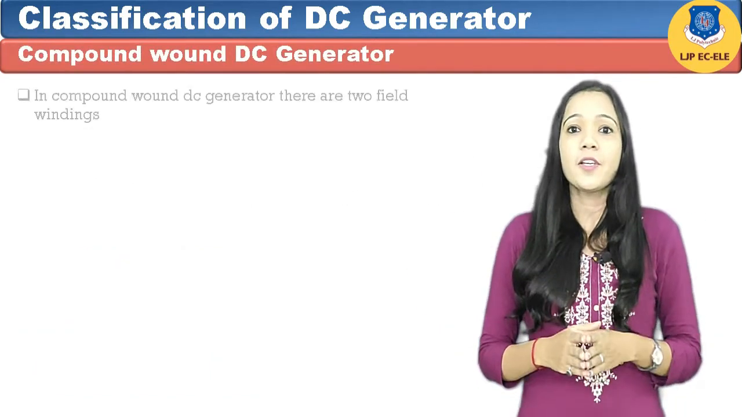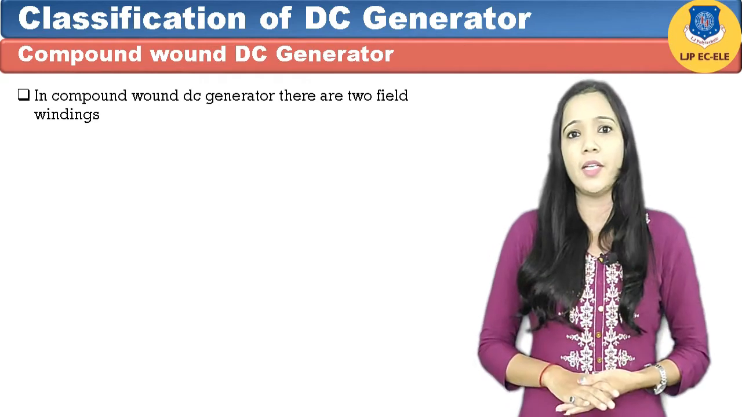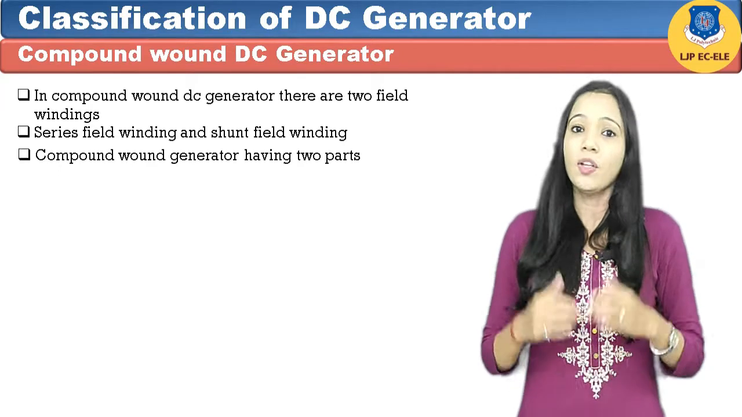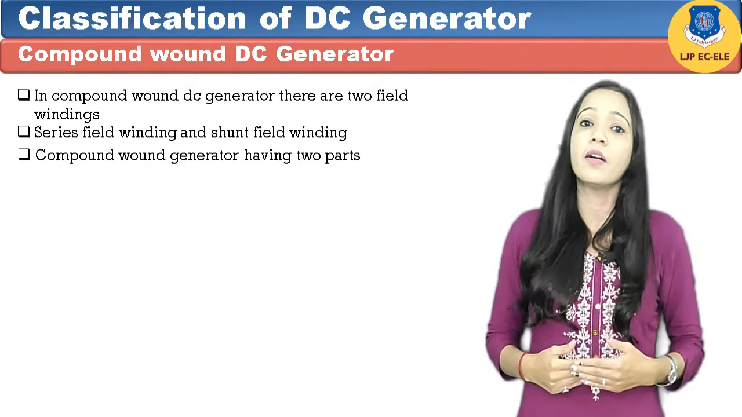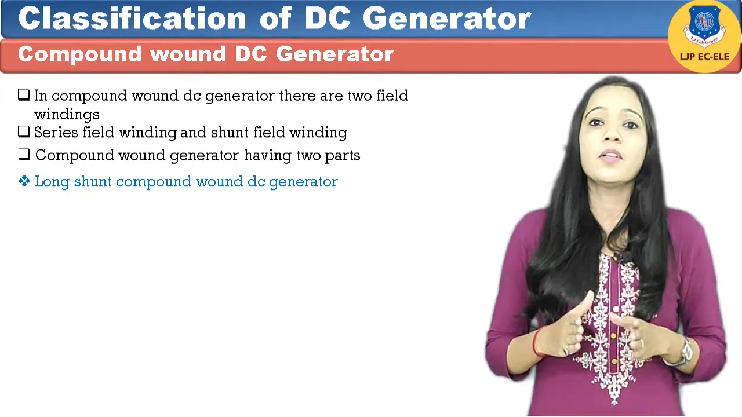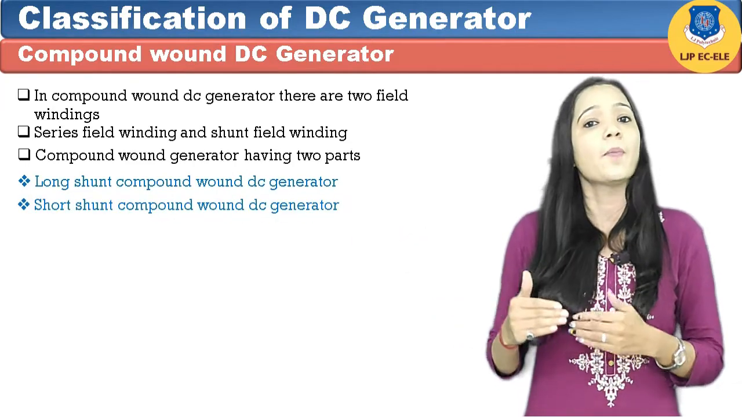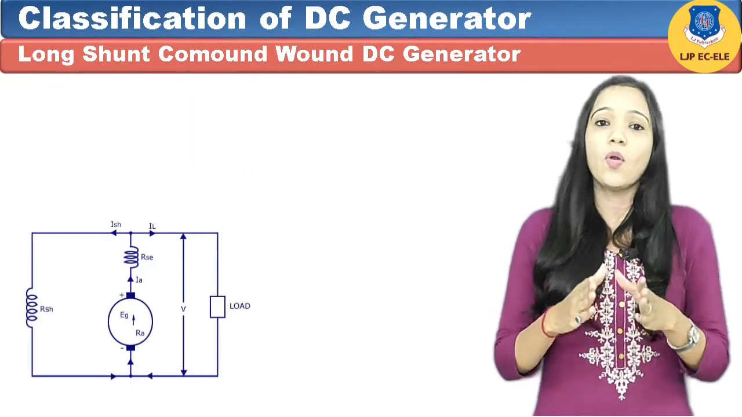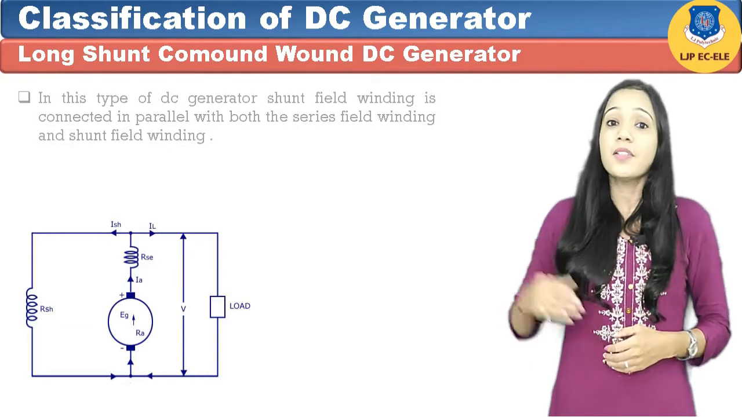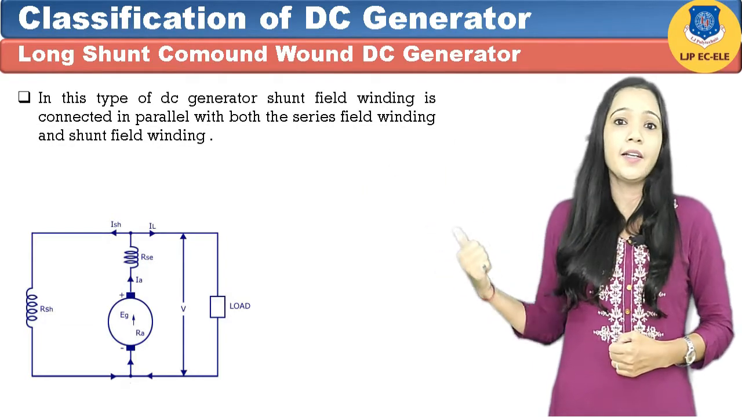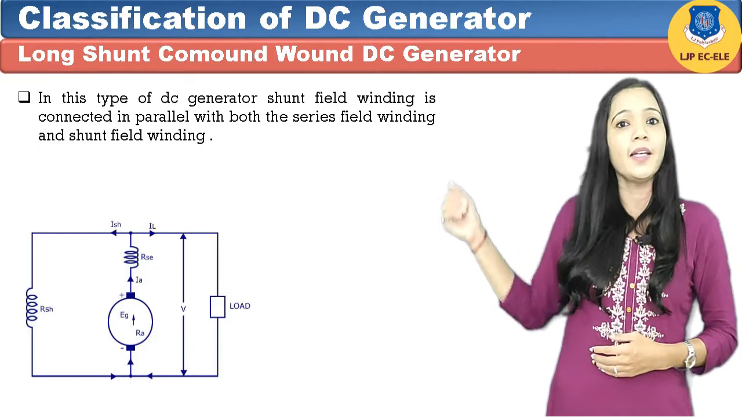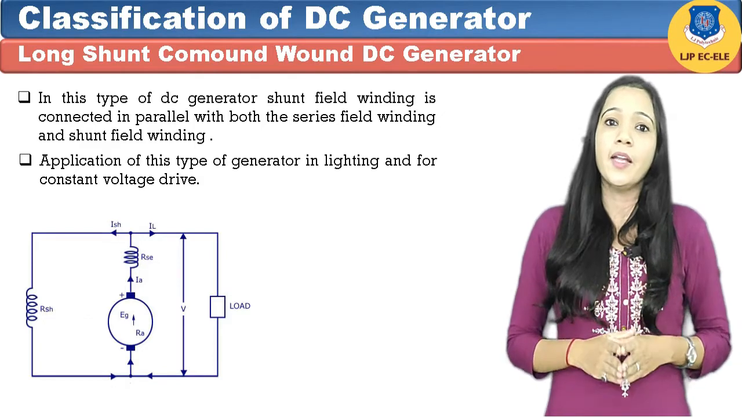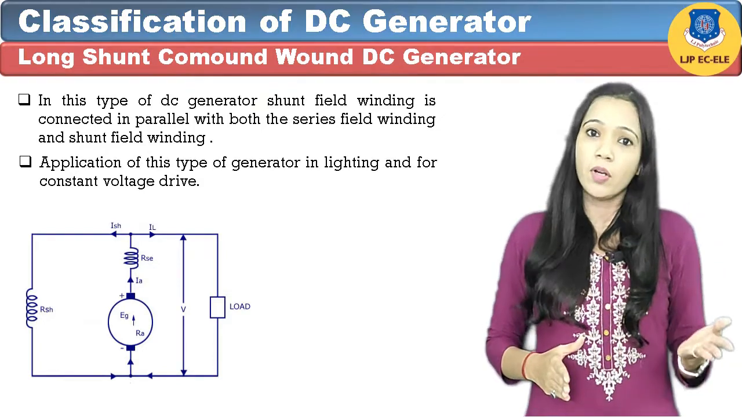The next generator is the compound wound generator. In a compound wound generator, there are two field windings: series field winding and shunt field winding. On that basis, the compound wound generator is again classified into two parts: short shunt compound wound generator and long shunt compound wound generator. Let's discuss first the long shunt compound wound generator. In a long shunt compound wound generator, the shunt field winding is connected in parallel with both the armature winding and the series field winding. Here the voltage drop is reduced and they are used for battery charging and for lighting purposes.